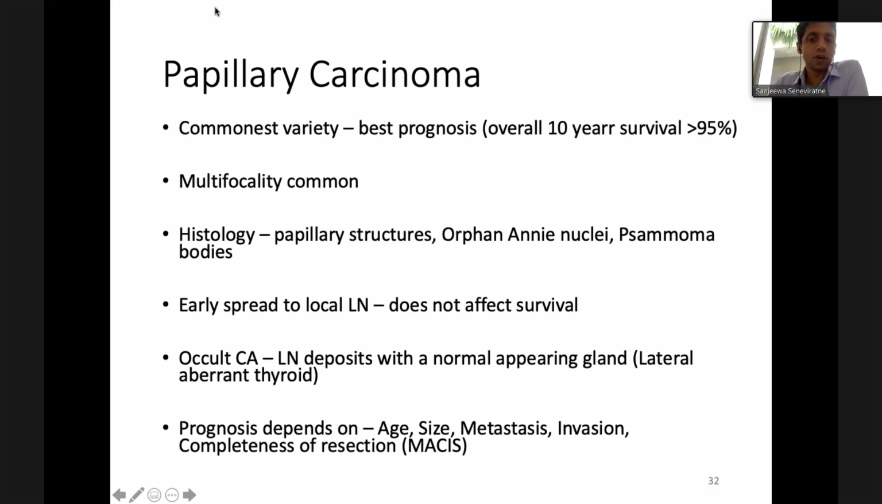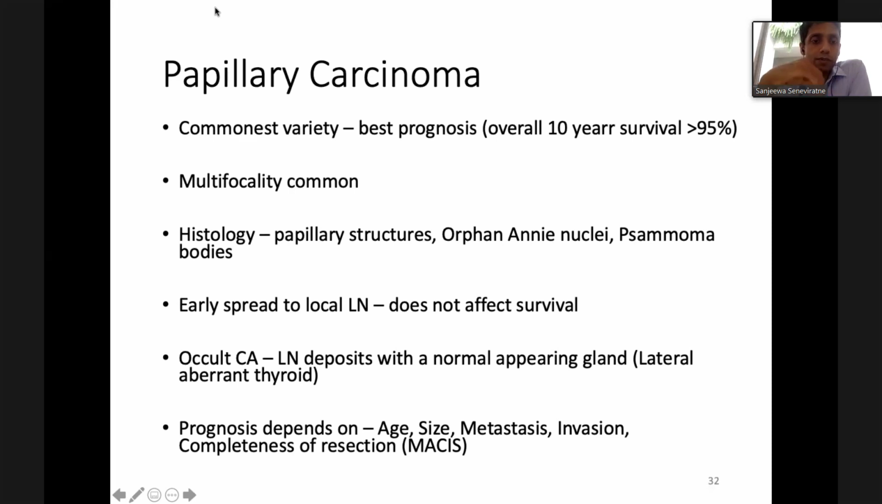Sometimes the primary tumor in the thyroid may be small, while they present with large lateral cervical lymph nodes from the papillary carcinoma. So earlier people used to call this lateral aberrant thyroid, because everything, even the FNAC, is suggestive of normal thyroid tissue. These lymph nodes resemble normal thyroid tissue because they are now replaced with differentiated thyroid carcinoma. So this is a misnomer. It is not aberrant thyroid, it's papillary carcinoma deposits in lymph nodes. This term is no longer used.